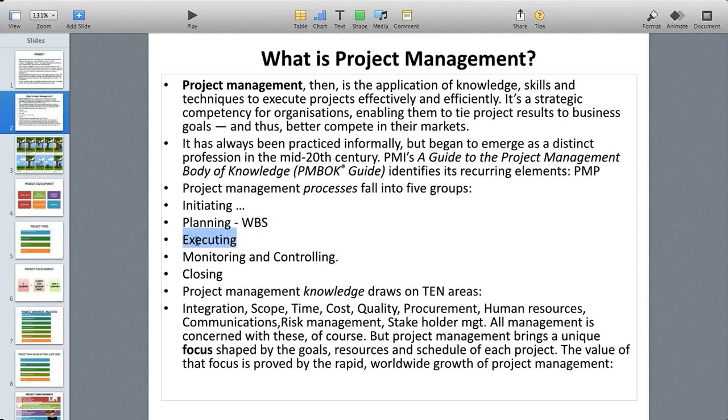And then executing. At the time of execution, the project manager communicates with the client and with the team, and here come communications management and risk management.